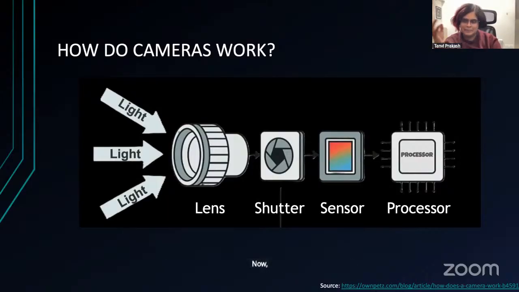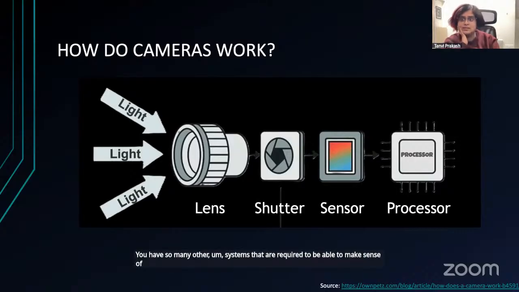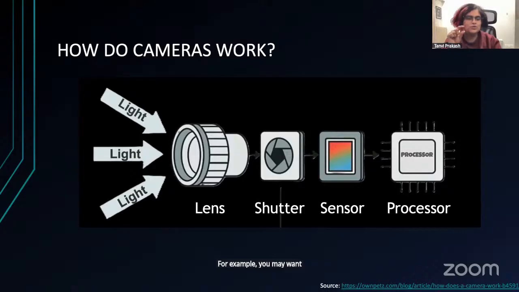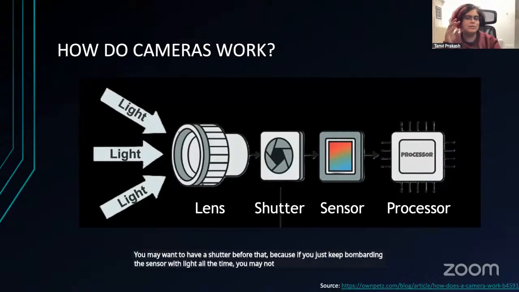Now, all cameras, or I should say most cameras, including the ones on your mobile phone, have a few extra features beyond just this sensor. You have so many other systems that are required to make sense of the light that's falling on it. For example, you may want a lens. You may need to focus on an object. You may want to have a shutter before that, because if you just keep bombarding the sensor with light all the time, you may not be able to capture a photograph.